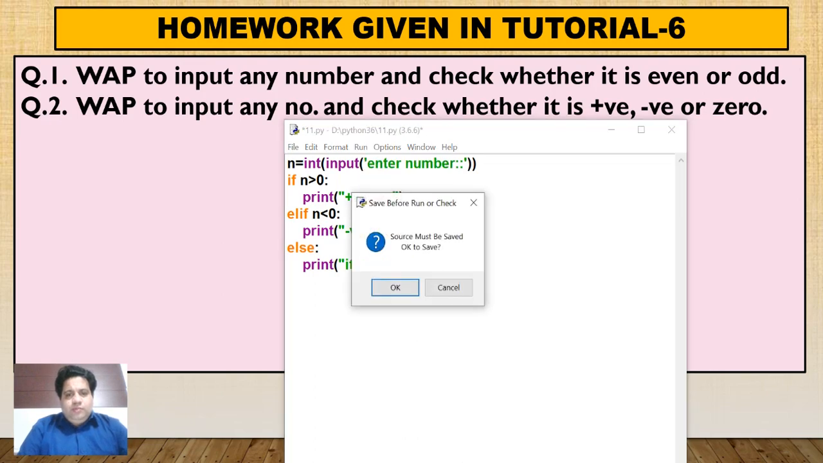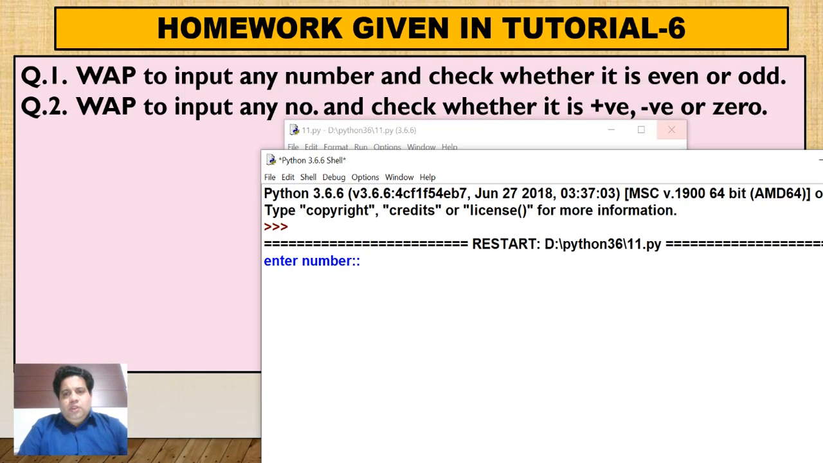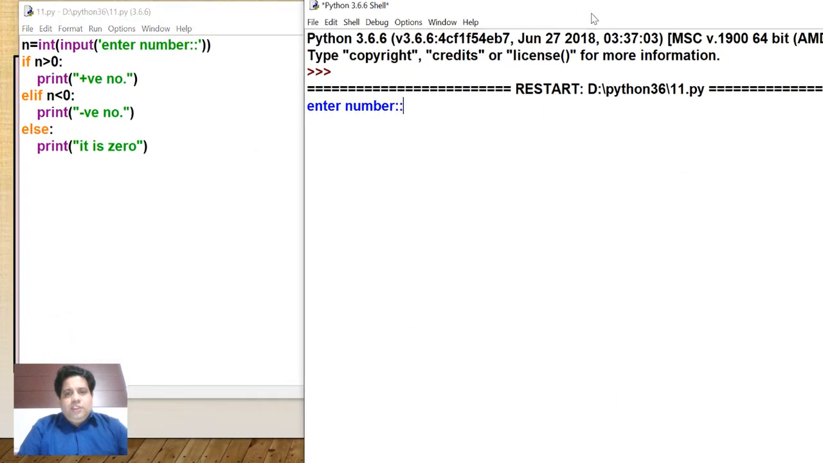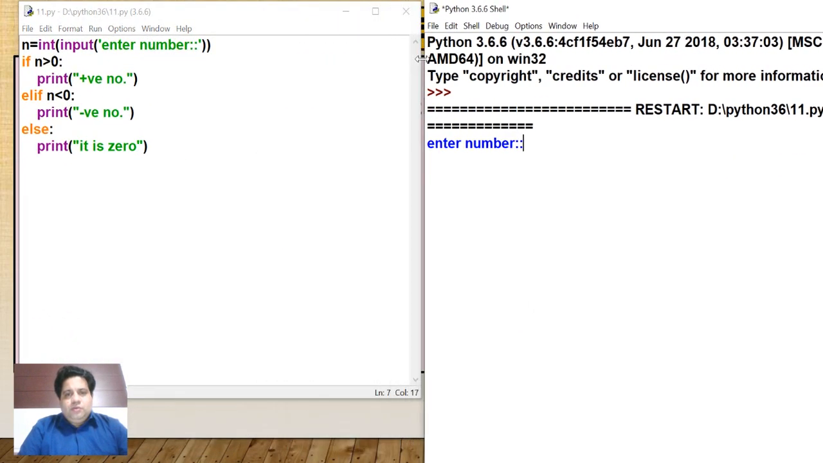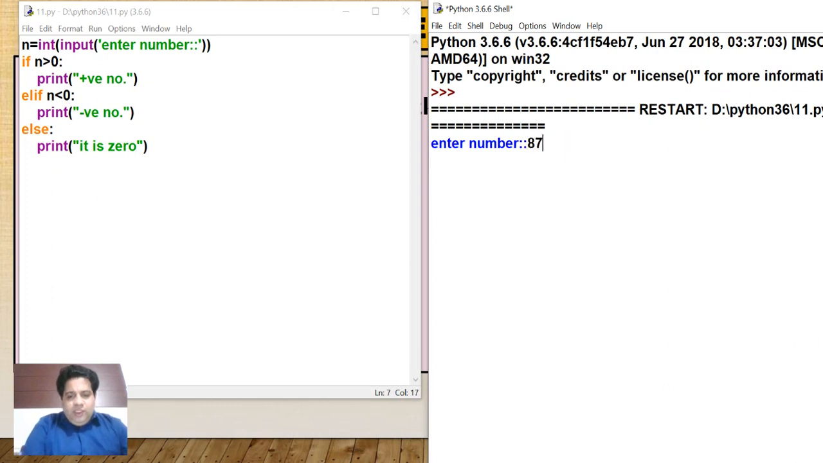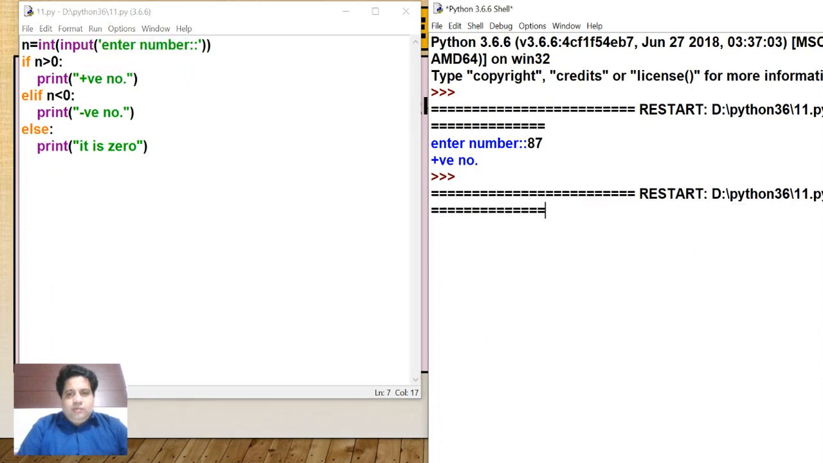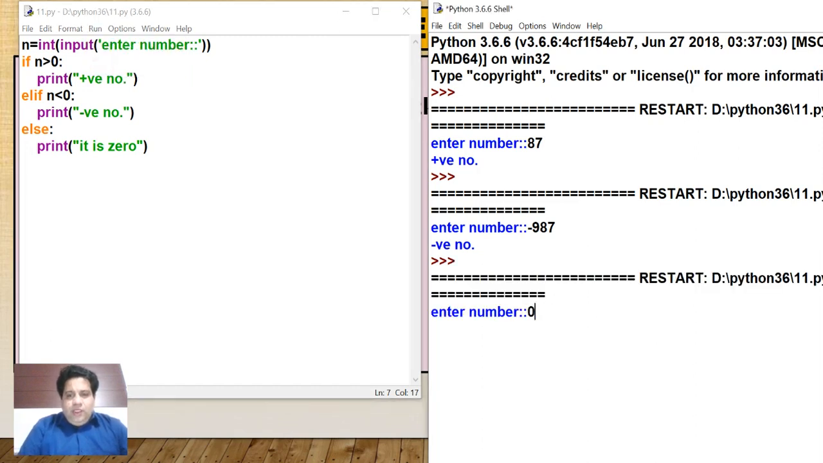Now run the program. Now see, this is the program window and this is the output window. Now enter number 87. It is a positive number. Again run the program. Minus 987. It is negative number. Again run the program. Now enter 0. It is 0. So my program is working for all the three possible outputs, positive, negative and 0. It means this program is correct.